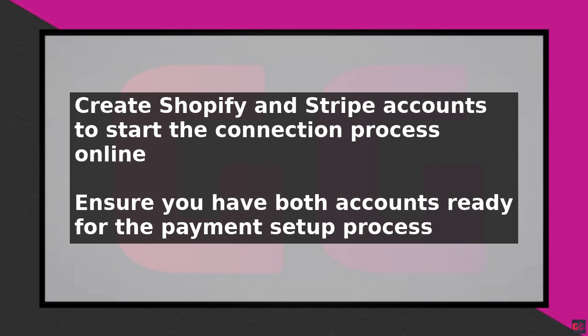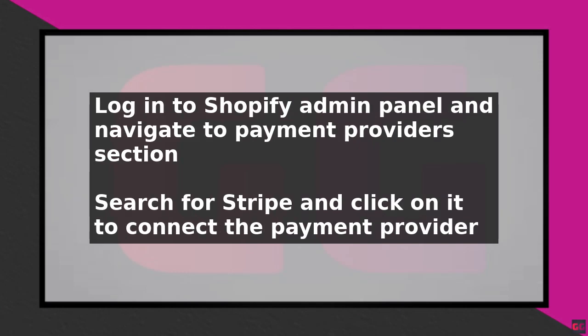First, log into your Shopify admin panel and navigate to the Settings section. Click on Payment Providers and then click on Add Payment Provider. Search for Stripe and click on the Stripe payment provider. You will be prompted to connect your Stripe account to Shopify.